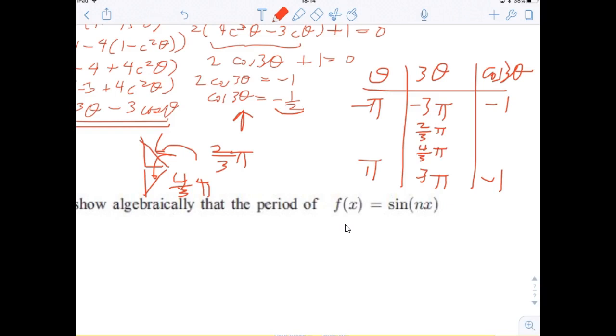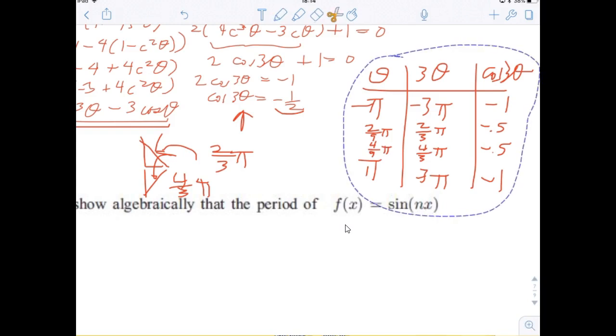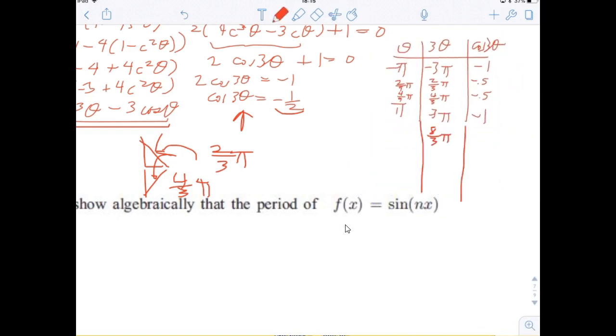These both have cosine of negative 1/2, right? Now look at the theta value that corresponds to 2/3 pi. It would be 2/9 pi, right? And 4/3 pi would correspond to 4/9 pi. And I'm going to shrink this. Now I'm going to try to find other values of 3 theta which would lead to a negative 1/2 cosine value.